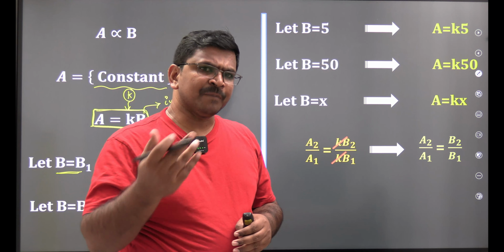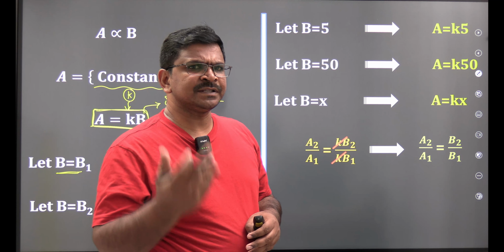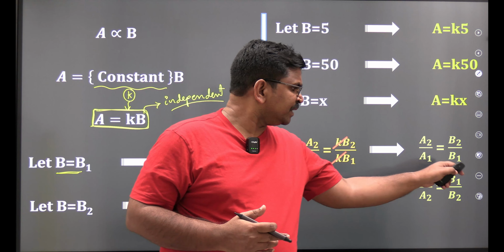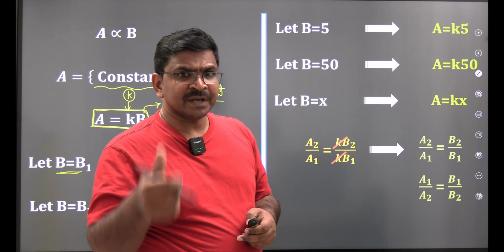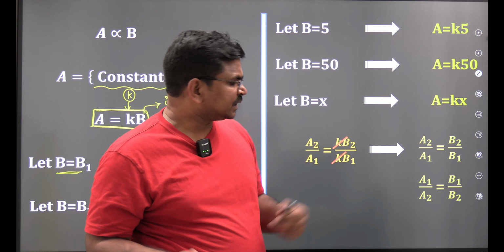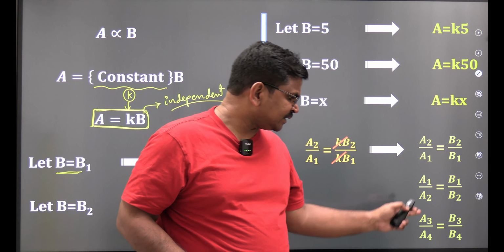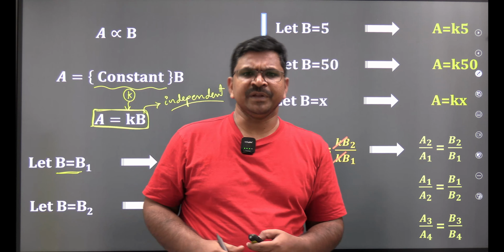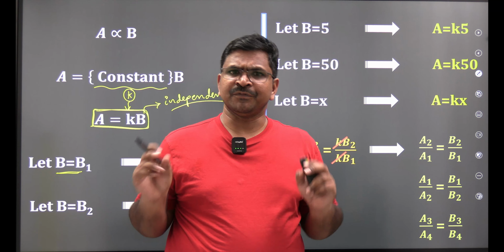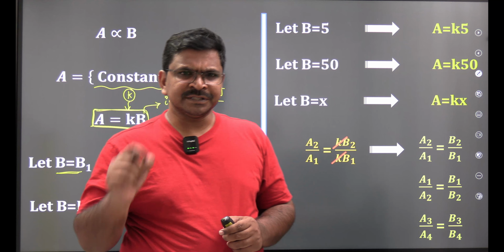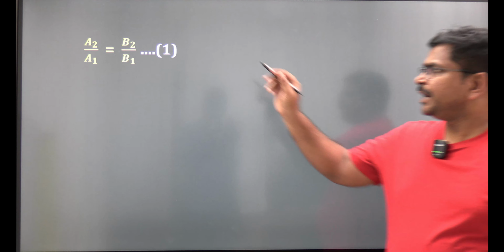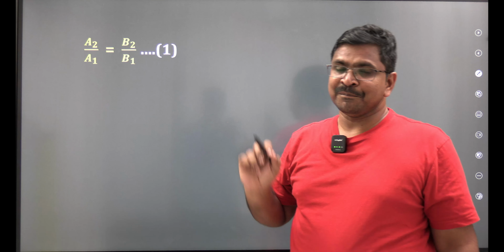Suppose your requirement might be different. You may need comparison of A1 with A2. So that also you can write, A1 with A2, and this time B1 with B2. If you compare the output, correspondingly the inputs are also compared. Clear? Suppose instead of 1 and 2, you take some other arbitrary, let us say A3 with A4, you can get B3 with B4. So this is the result of comparison of quantities involved in direct proportion, and this is going to be your first application of direct proportions, that is A2 by A1 equal to B2 by B1.